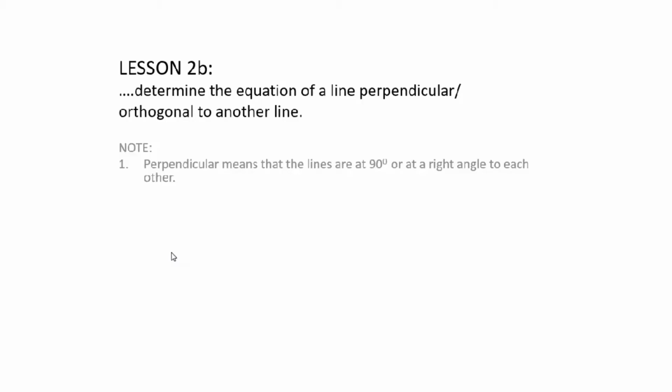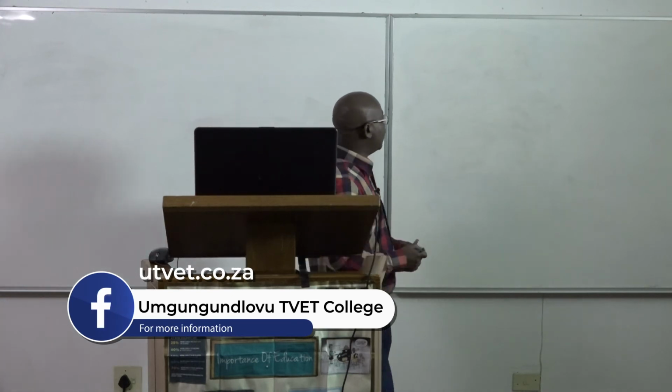Now, what are perpendicular lines? Or what does perpendicular mean? Perpendicular means that the lines are at 90 degrees, or they are at a right angle to each other. Now, the gradient of a perpendicular line is equal to the negative reciprocal of the original gradient. I think it would be important here just to explain a little bit what the word reciprocal translates to mathematically. So let's look at the board.